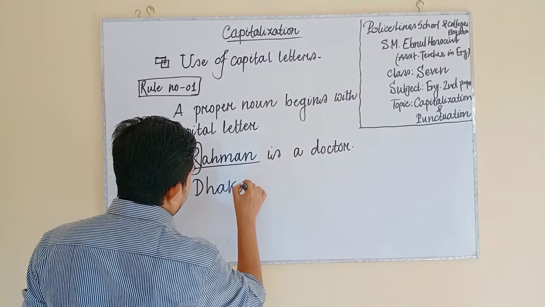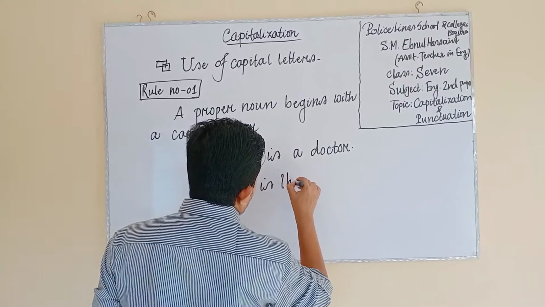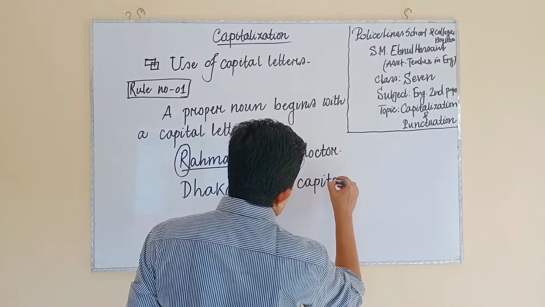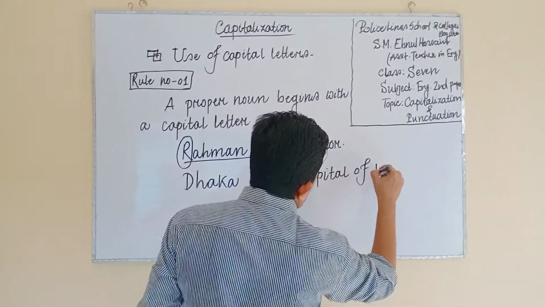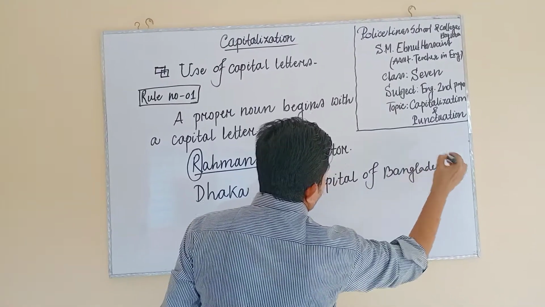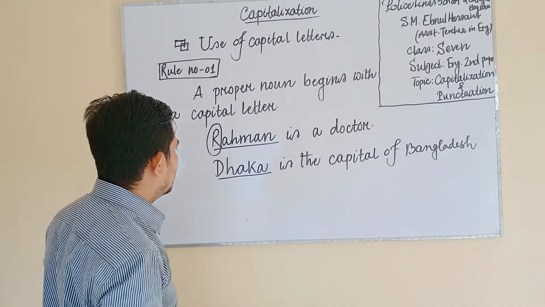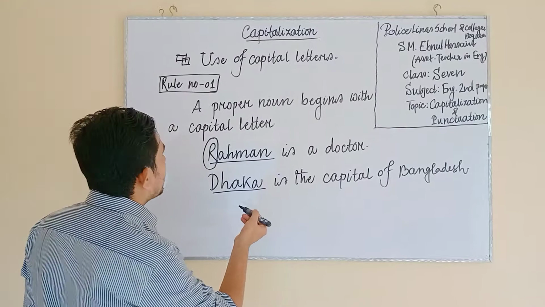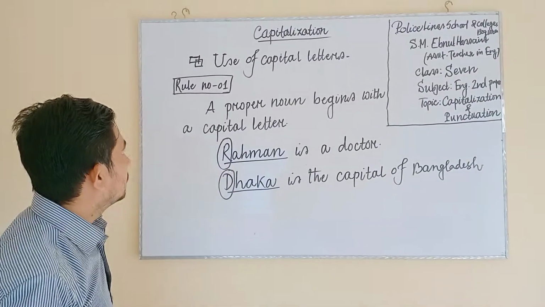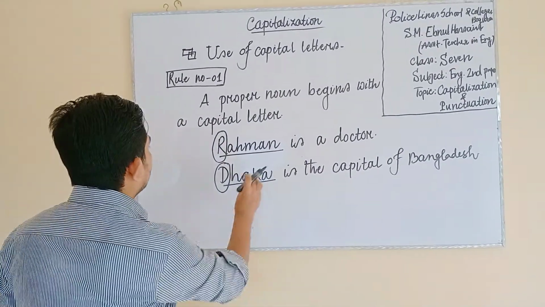Dhaka is the capital of Bangladesh. So Dhaka, this is the name of the particular city, and this is the proper noun. So the proper noun begins with the capital letter D. This is the first rule. The proper noun begins with a capital letter. Now look at the another rule.